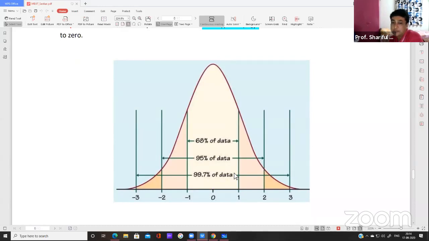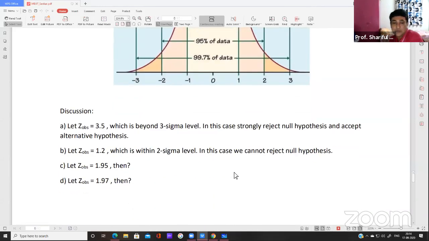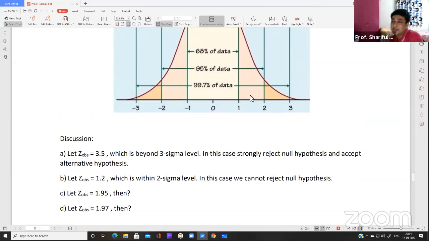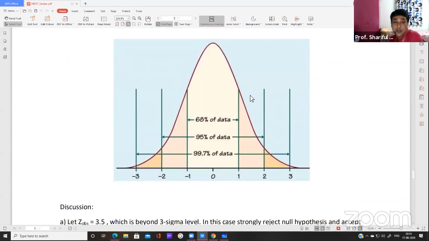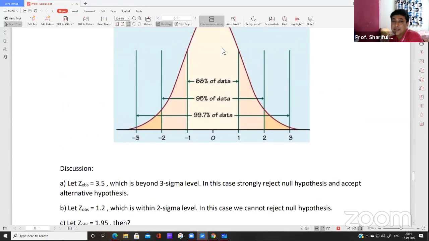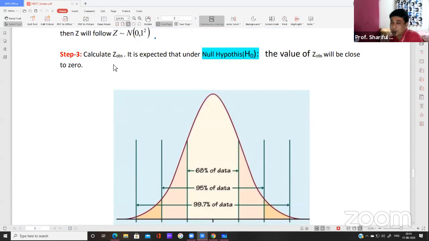So if the observed Z value comes, for example, 1.2, yeah, it may come; there is no significant difference. But if the observed Z comes like 3.5, it is very unlikely, because under this assumption sigma is equal to 1, since we standardize.